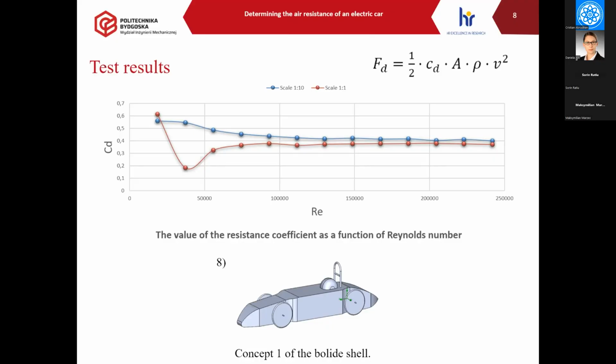The variation of successive points on the x-axis as the Reynolds number increases is less than 2%, which was in agreement with the established parameters. The values of the aerodynamic drag coefficient for Reynolds numbers above 150,000 oscillate around 0.4 for both 1:1 and 1:10 scale, which suggests the correctness of the analysis performed for the reduced model.